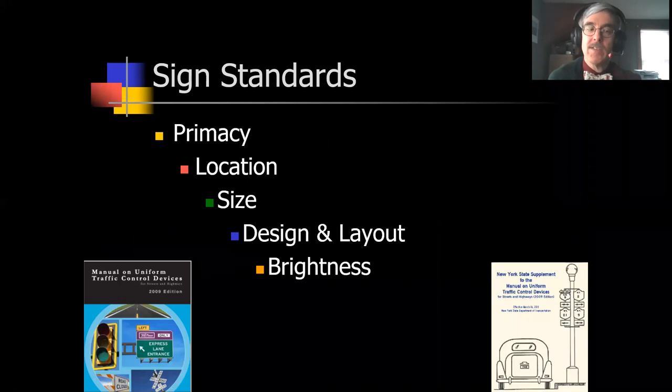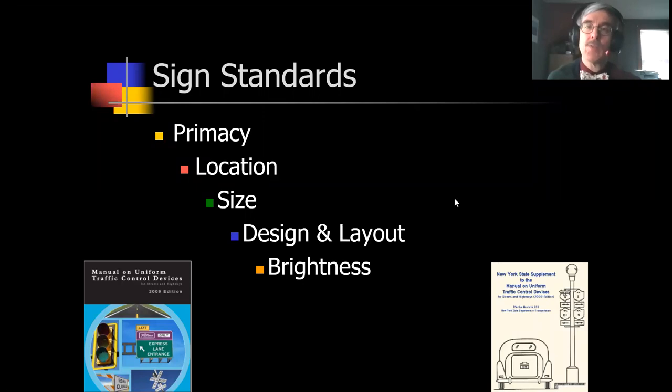It's important we have consistency. When people ask me what the most important word in the Manual on Uniform Traffic Control Devices is, I usually say "uniform." Having a consistent sign makes a difference, whether you're in Montana, upstate New York, Long Island, or Georgia. You want to have signs consistent so everybody drives safely, or as safely as we can get them to drive.